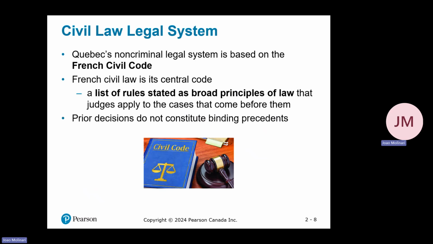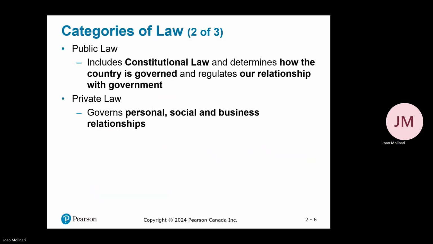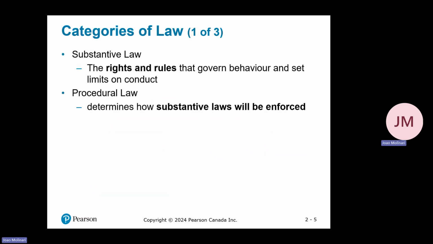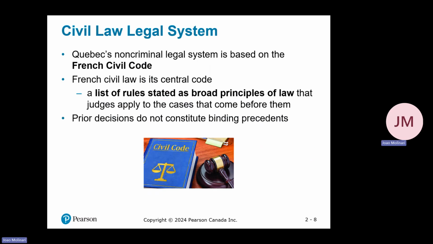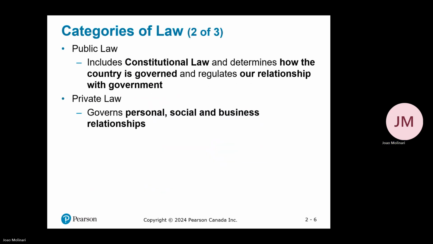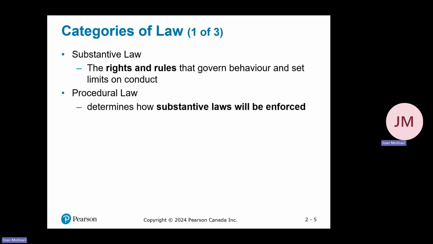Okay. So how do we know substantive and procedural law in a civil law legal system? We look at the civil code because the law is written there. Okay. And then judges, people in general, they will look at the civil code to assess both substantive and procedural law.